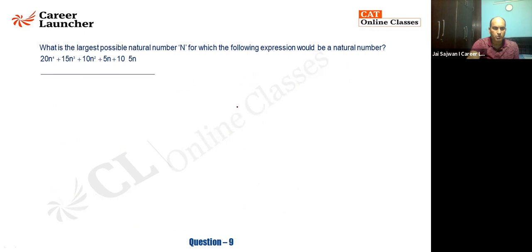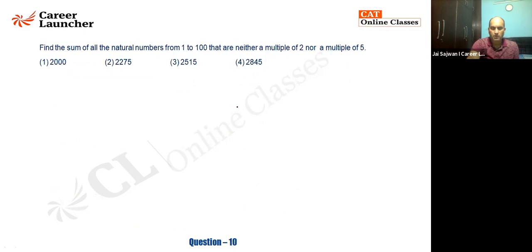I think this question is also very similar. I would like you to find out the answer of this. Find the sum of all natural numbers from 1 to 100 which are neither a multiple of 2 nor a multiple of 5. They should be neither a multiple of 2 nor a multiple of 5. So from 1 to 100, you will take numbers which are neither a multiple of 2 nor a multiple of 5.